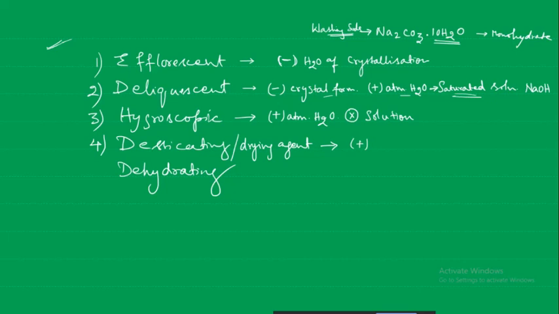Yes. See here, both are nothing but the same: the desiccating or drying agent and the hygroscopic substance. They are the same. When you are using a hygroscopic substance for the purpose of drying, then we say it is a drying agent, desiccating substance, desiccating agent. But this desiccating or drying agent is nothing but the hygroscopic substance itself.